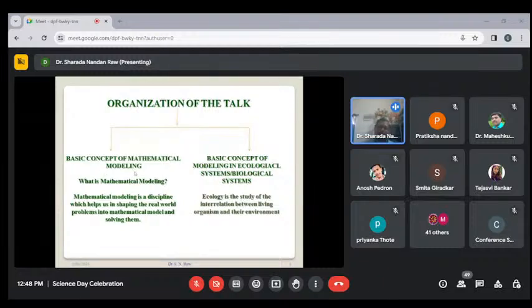In the first portion I will take the basic concept of mathematical modeling, and in the second portion the basic concept of mathematical ecology and biological systems. I'm not going to this part. I'm going to this part only.